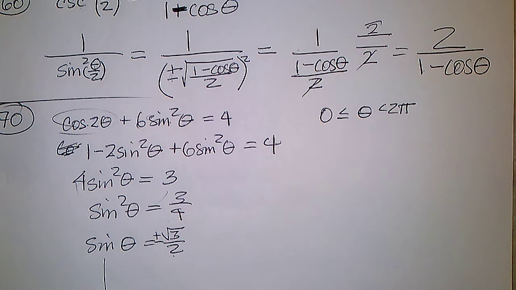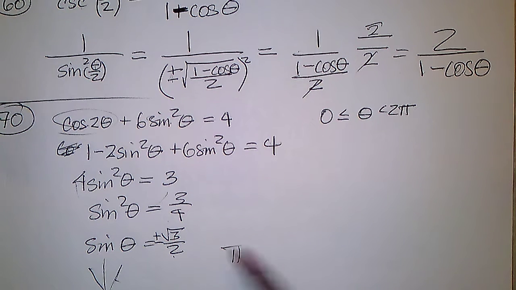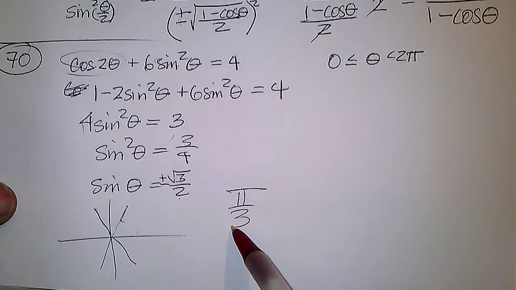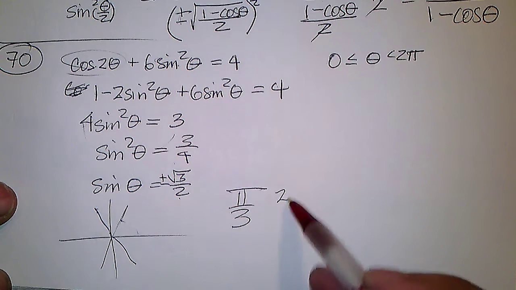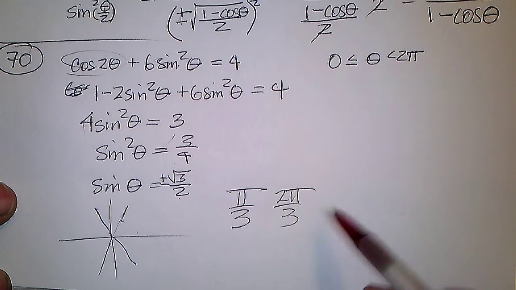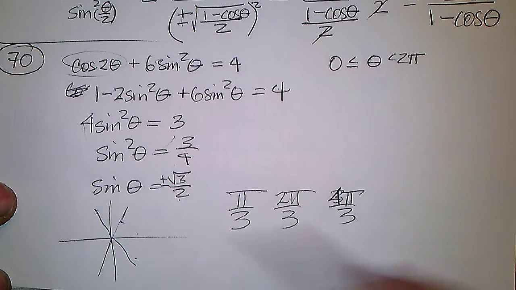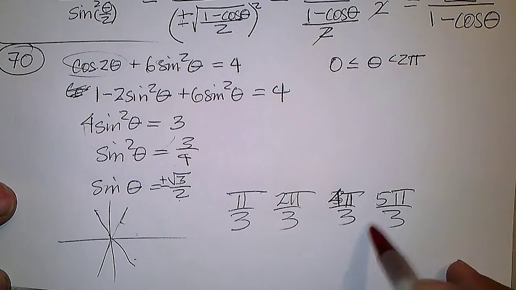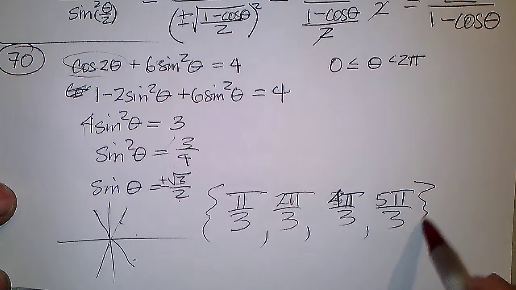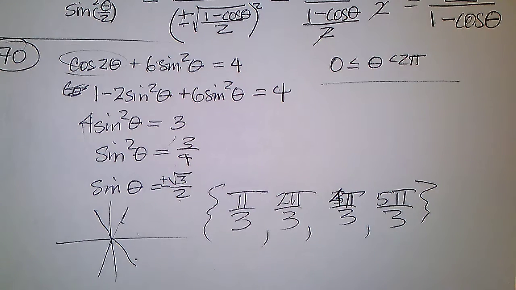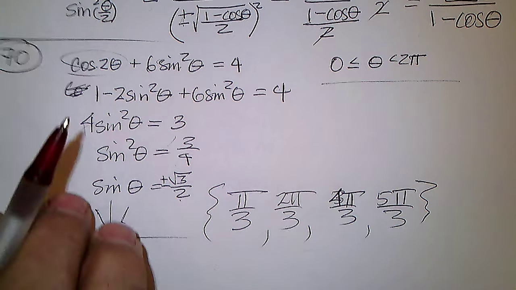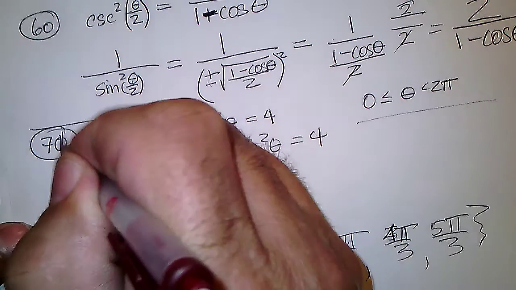Square root of 3 over 2 is when the sine's up here. Up there, it's plus, and down here it's minus, so that's going to be pi over 3. And then here is 2 pi over 3, and here's 4 pi over 3, and here's 5 pi over 3. Those are the answers between 0 and 2 pi. That was 71, not 70.